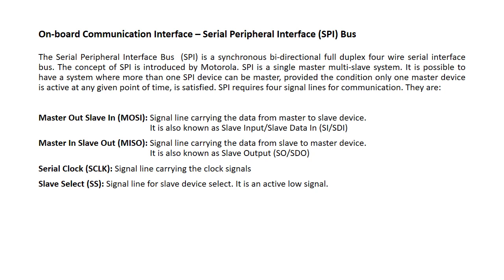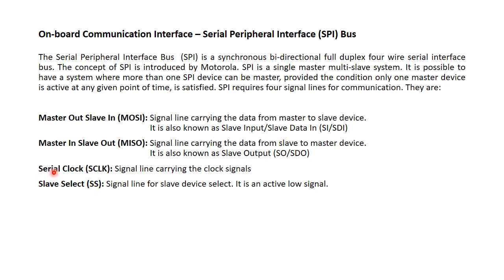They are master out slave in, MOSI, the signal line carrying data from master to slave device. It is also known as slave input, SI, or slave data in. The second line of the bus is master in slave out, MISO, the signal line carrying the data from slave to the master device. So it is the slave to master data carrying line. It is also known as slave output or slave data output, SO or SDO.